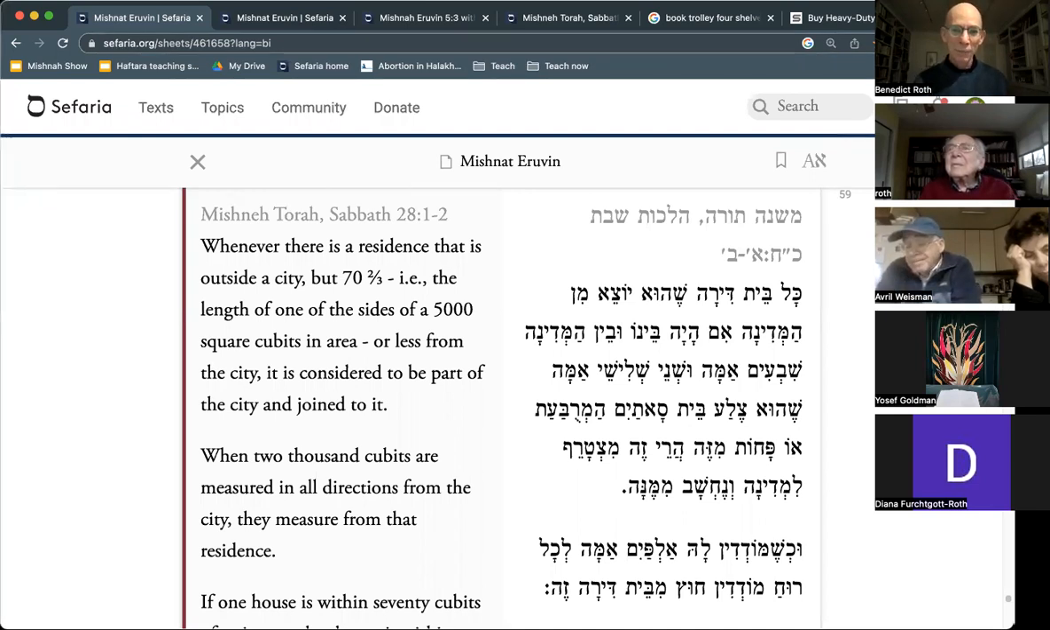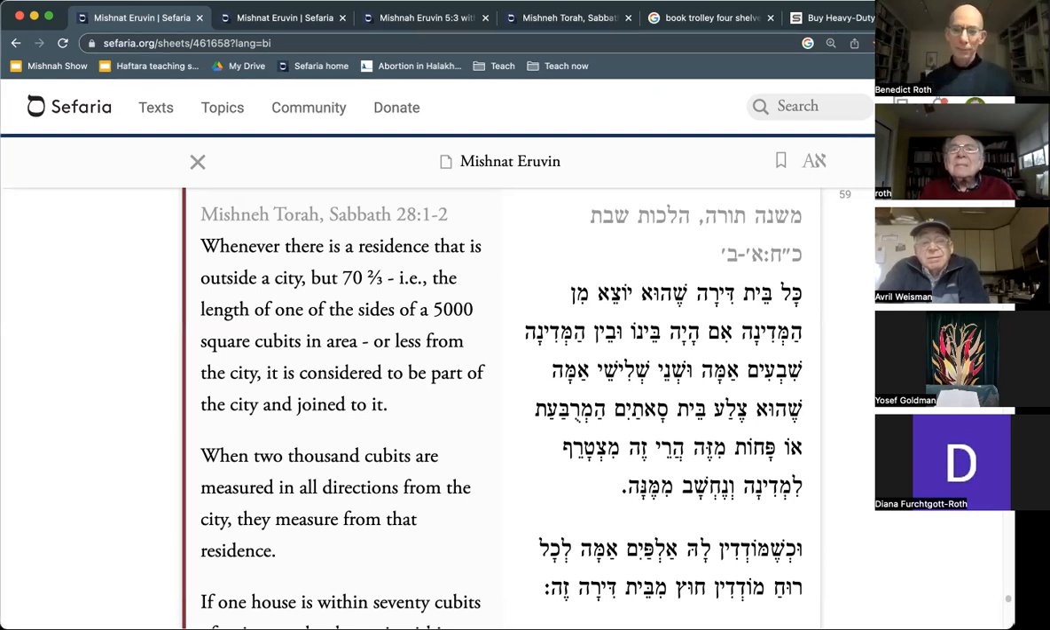And the Rambam says, whenever there's a residence that's outside the city, called Beit Dira Shehu Yotzeh Min HaMedina. So in other words, somewhere on the edge of town or outside town. And it's 70 2/3 amot outside. Between it and the town is 70 2/3 amot.